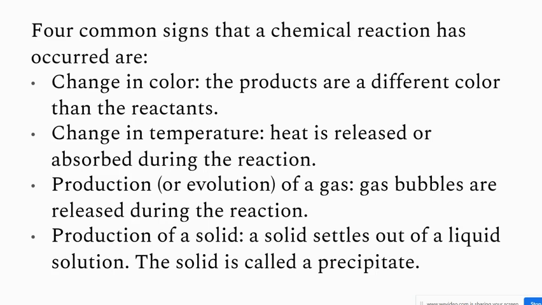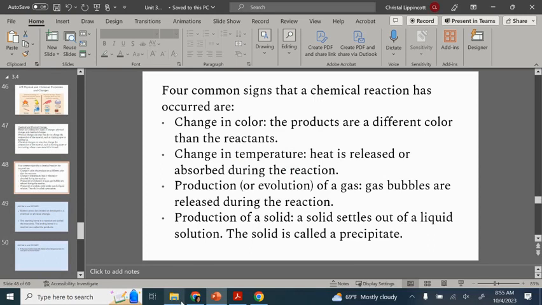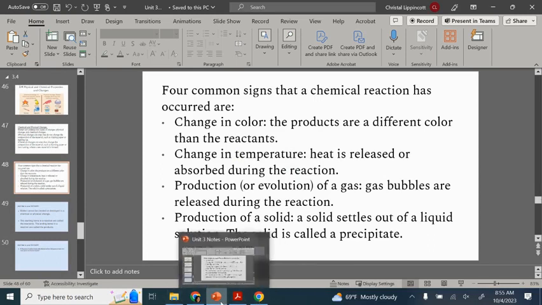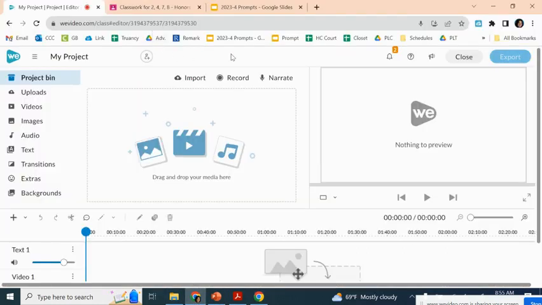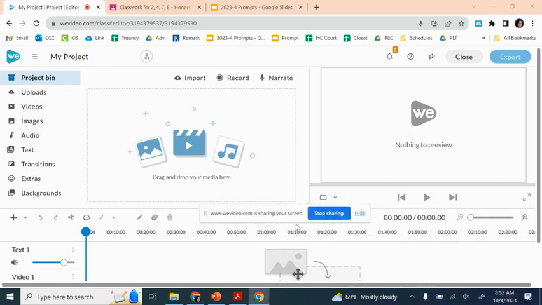Production of a solid that settles out, that's called a precipitate. And I want to show you an example of a precipitate today. Okay. When you have a precipitate, and I'm going to try to see if I can change this slideshow here so that people at home can see this too. I got to go to, nope, not there. I got to go here. And then, is this even recording? Yeah, it's recording. You're sharing your screen.